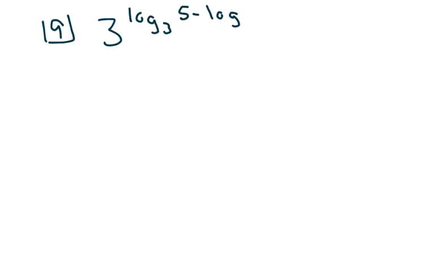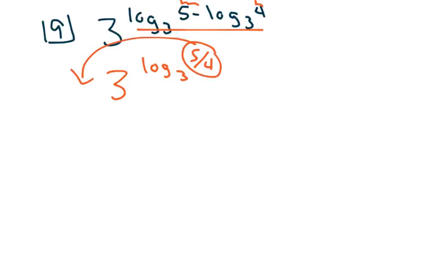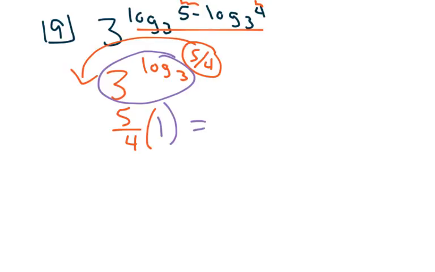19, we have 3 times log base 3 of 5 minus log base 3 of 4. I'm going to condense this portion. So I have 3 log base 3 of 5 over 4. This is your m and n. And I'm just going to bring the 3 in front. And so you have 5/4. This equals 1. So your answer is 5/4.